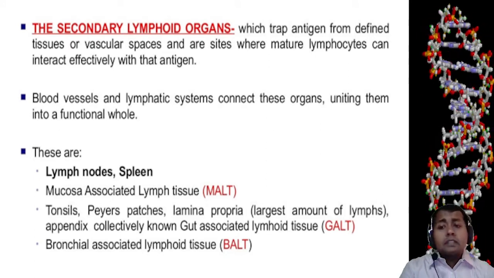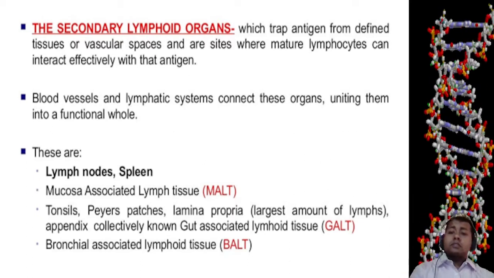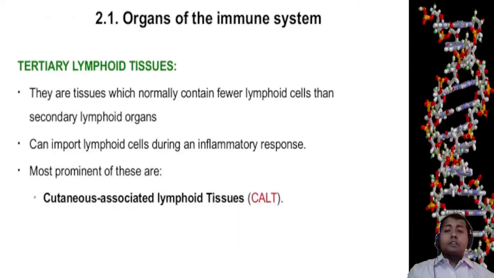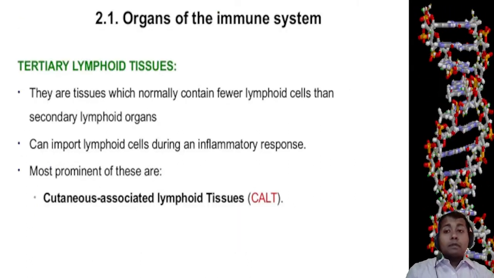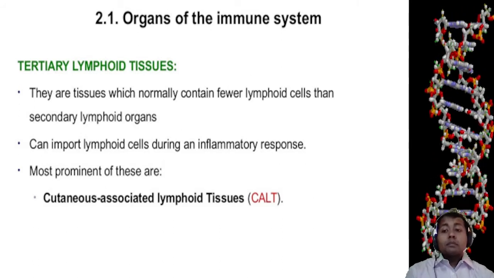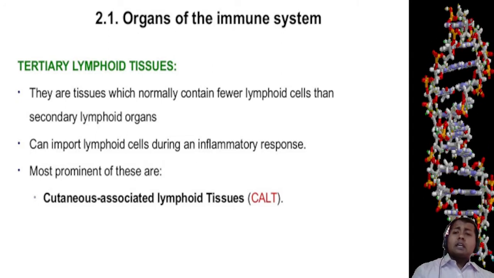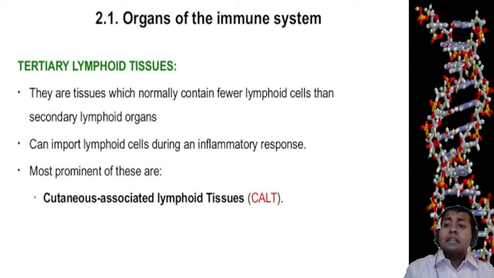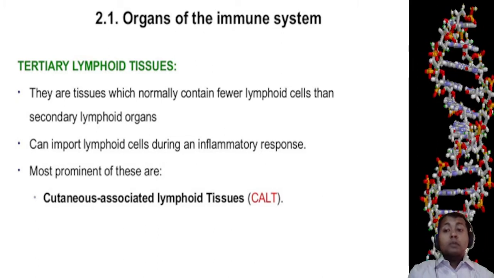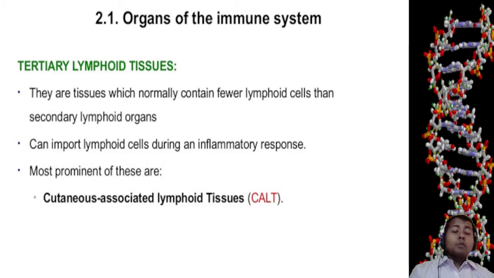These are the spleen and the lymph node, the MALT, the mucosa-associated lymphoid tissue, gut-associated lymphoid tissue, and lastly the bronchial associated lymphoid tissue. You can find another type of lymphoid tissue, that is tertiary lymphoid tissue, the most prominent example of which is the CALT, or cutaneous associated lymphoid tissue. These store fewer lymphoid cells than the secondary lymphoid organs, but can import lymphoid cells during an inflammatory response and can provide immediate protection.